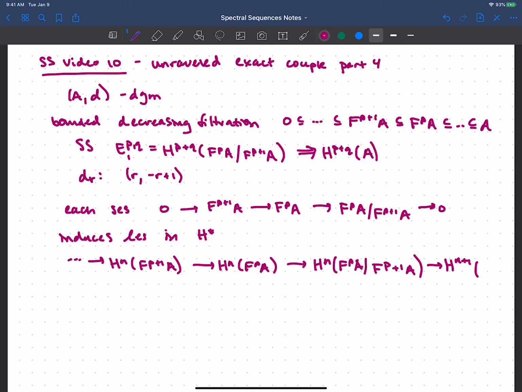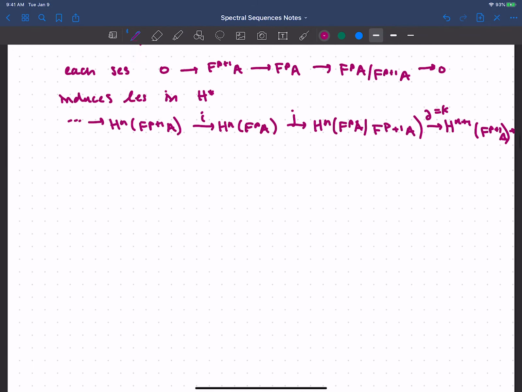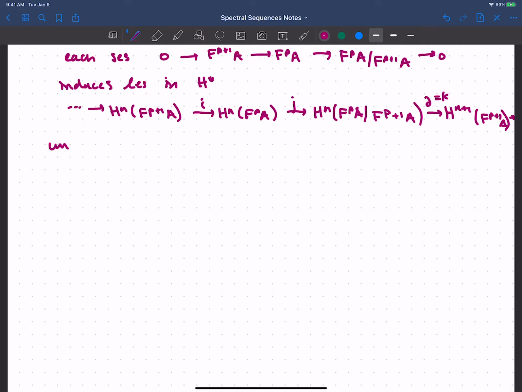Okay, and here's my connecting homomorphism, wraps around and continues. Okay, ran out of space a little bit there. But remember we called these maps i, j, and then our connecting homomorphism we called k. And so now we'll get an unraveled exact couple, just as we did before, though the degrees are a little bit confusing now that we're doing cohomology. So I just want to write it out, but it's exactly as it was before.